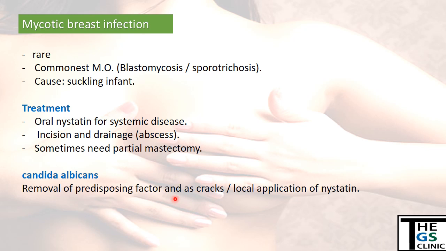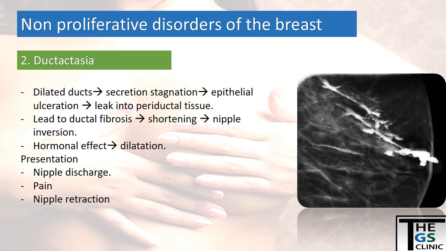And in cases of Candida albicans, we need to remove the predisposing factors. Like if there is a crack or a wound, we have to treat it. And if the infant has Candida albicans in his mouth, this is the source of infection and needs to be taken away. Another condition is duct ectasia.